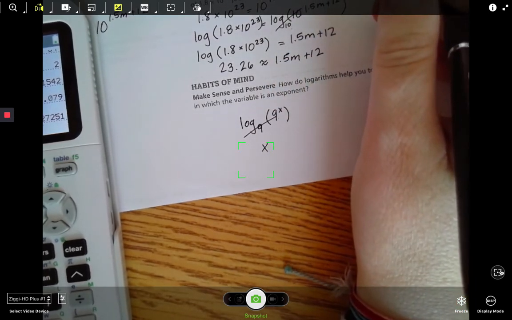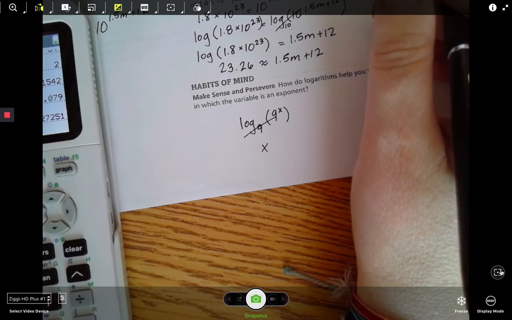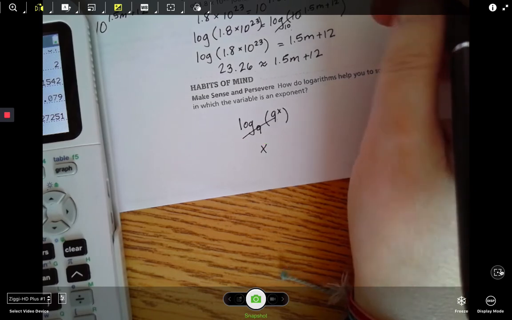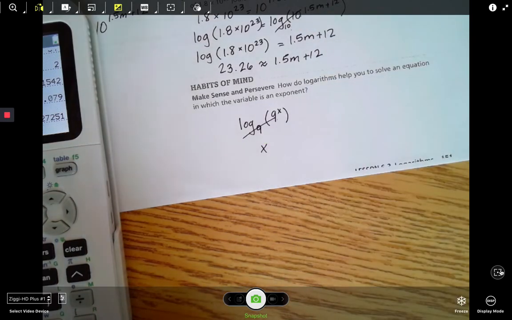Logarithm? Yeah. Yeah, I'll show you in a little bit, because I'll show you how you can look at them on your online textbook.